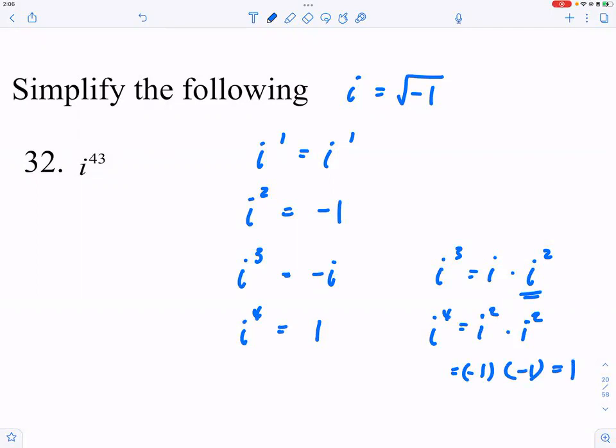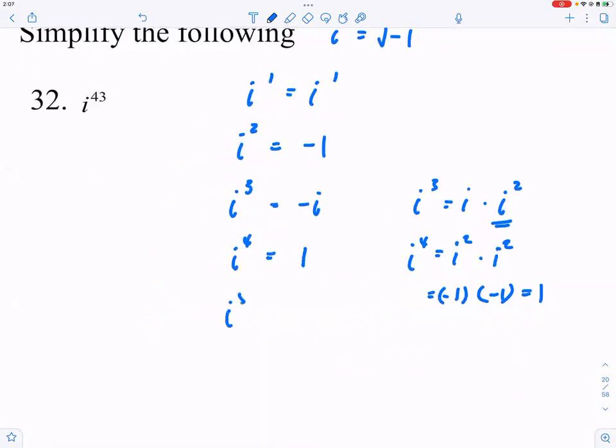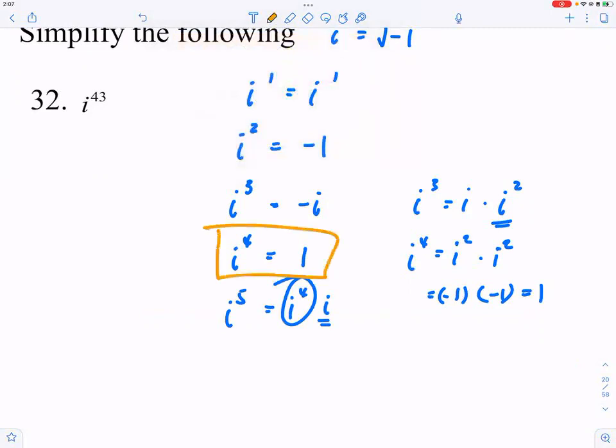Now, why do we care about these four? Because it turns out that it will become a pattern. So if I say what's i to the 5th power, well, i to the 5th power is going to be i to the 4th times i, and i to the 4th power is just 1. So you have i as your answer. So it repeats itself after every 4. And we also know that if the power is a multiple of 4, it's equal to 1. Okay, it's a very consistent pattern.